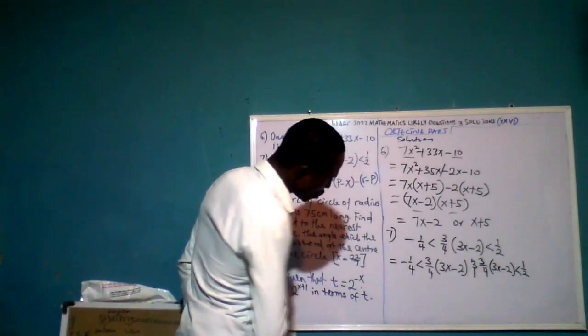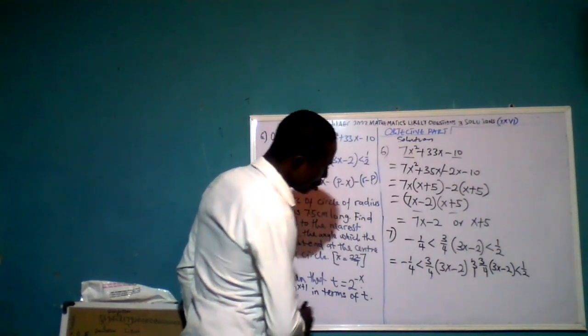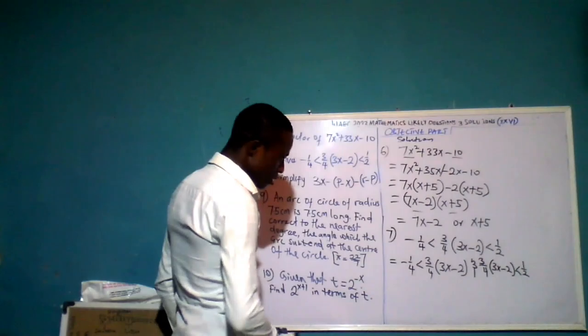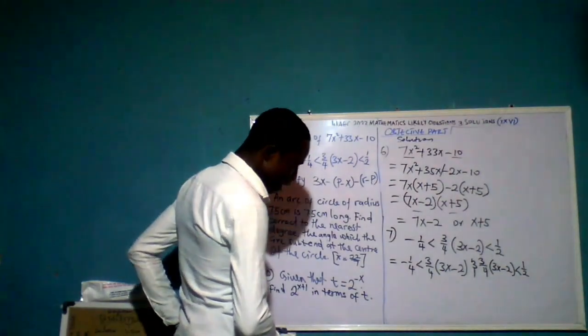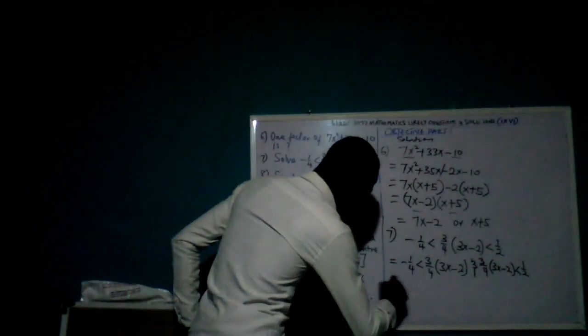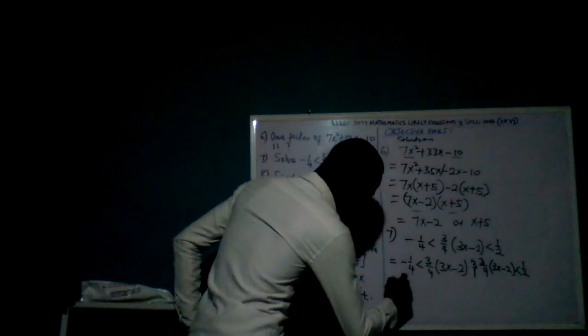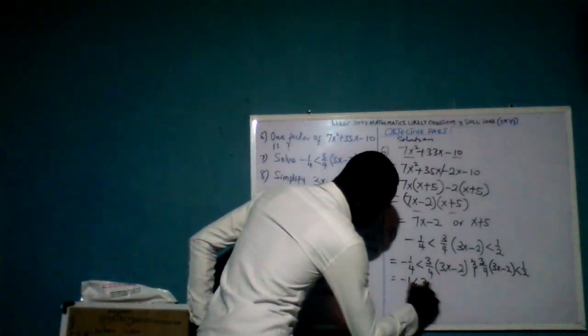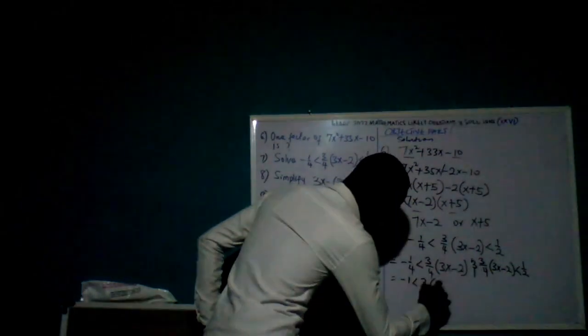Now, this just means that we will have to take care of the fraction, right? To make it simpler, let's take care of the fraction. And by so doing, we have to multiply this inequality by 4. If you multiply this by 4, it just means that 4 times this will give you negative 1, less than 4 times this will give you 3, so open bracket 3x minus 2, right?